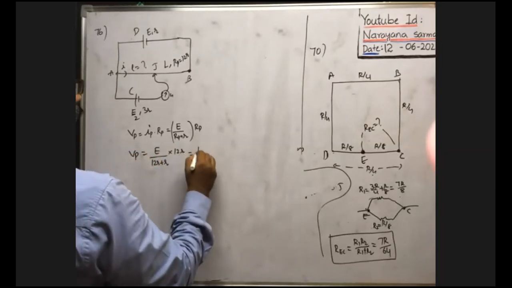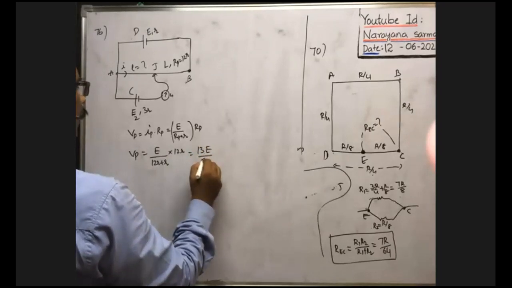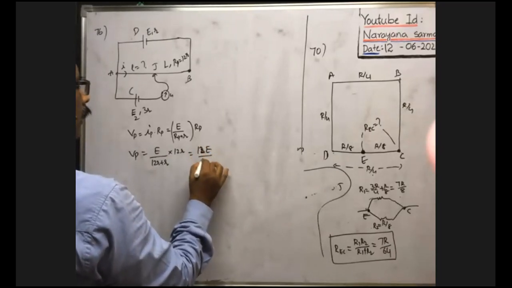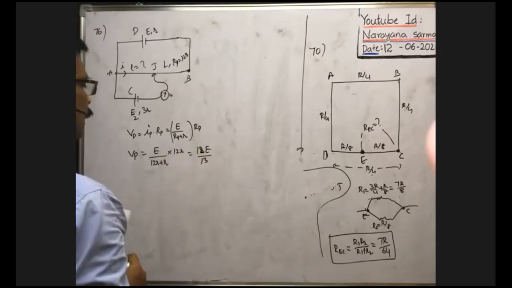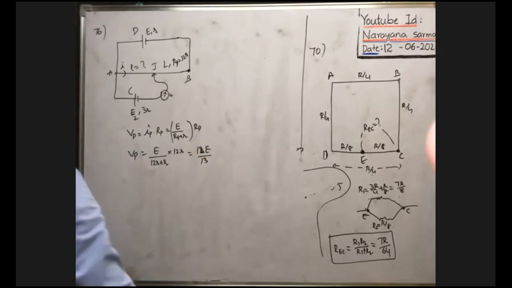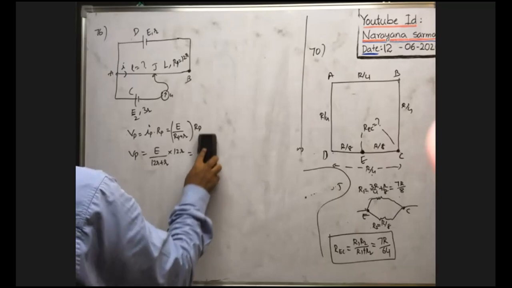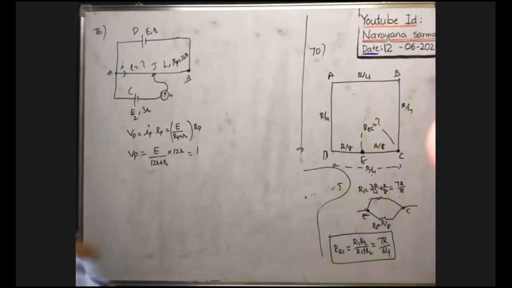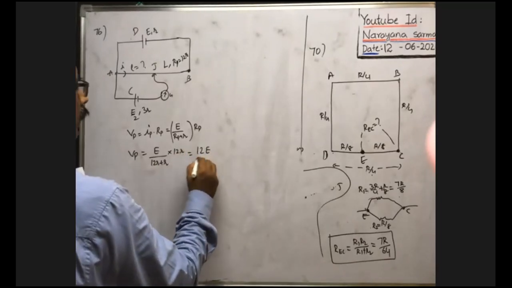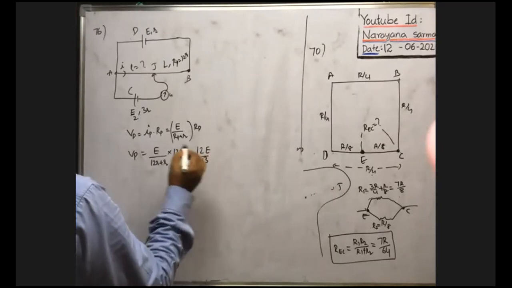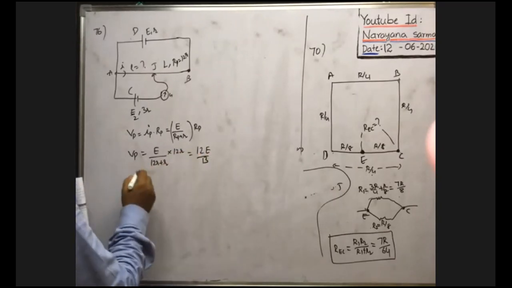This is equal to 12E by 13. That is the potential drop across the potentiometer wire, 12E by 13. Then what is the potential gradient?